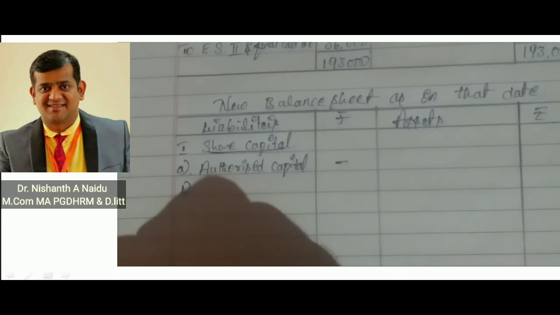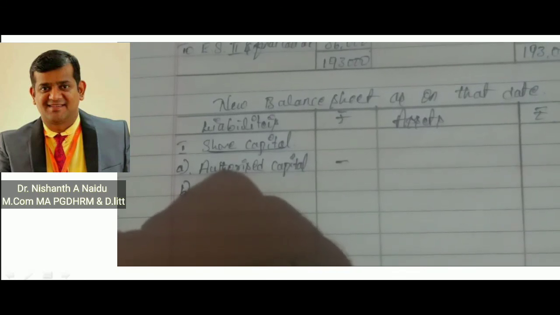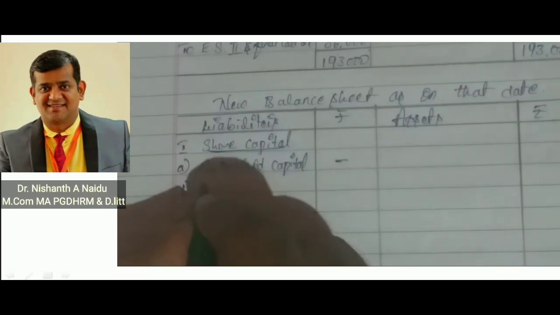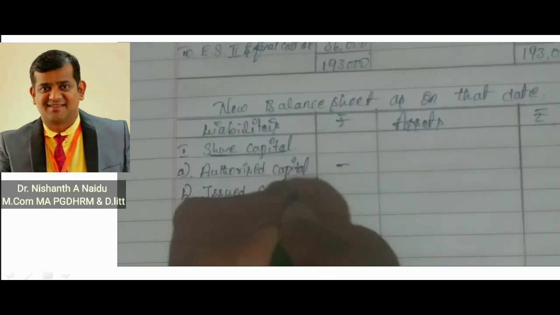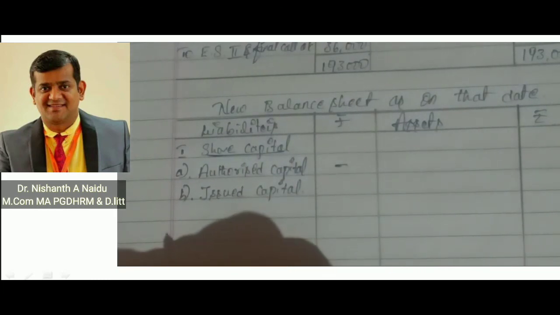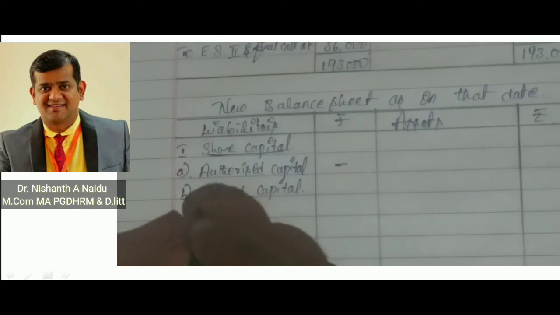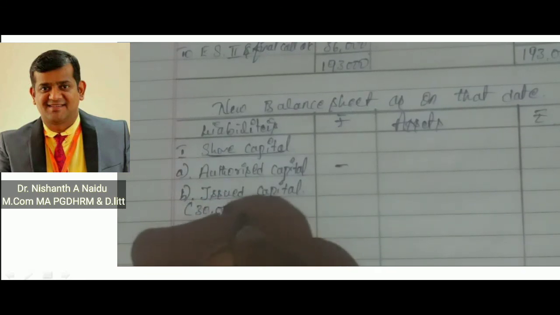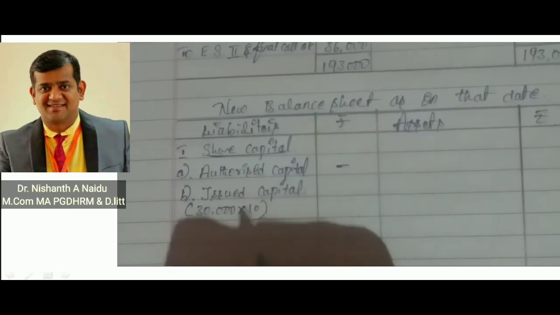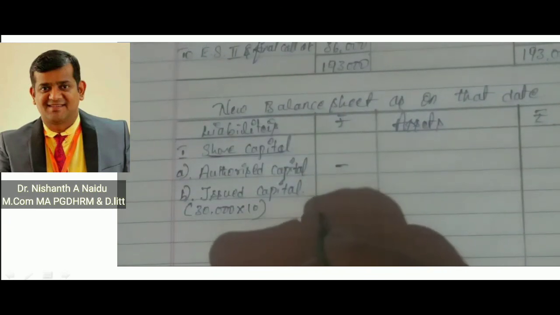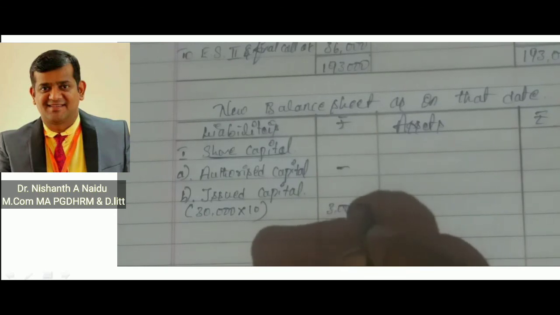B is going to be issued capital. How much has the company issued? Issued capital. Actually, how many shares did the company actually offer to the public? Yes, that is 30,000 shares which have been offered by the company to the public at rupees 10 each. So 30,000 into 10, the actual capital the company expected is 3 lakh rupees.